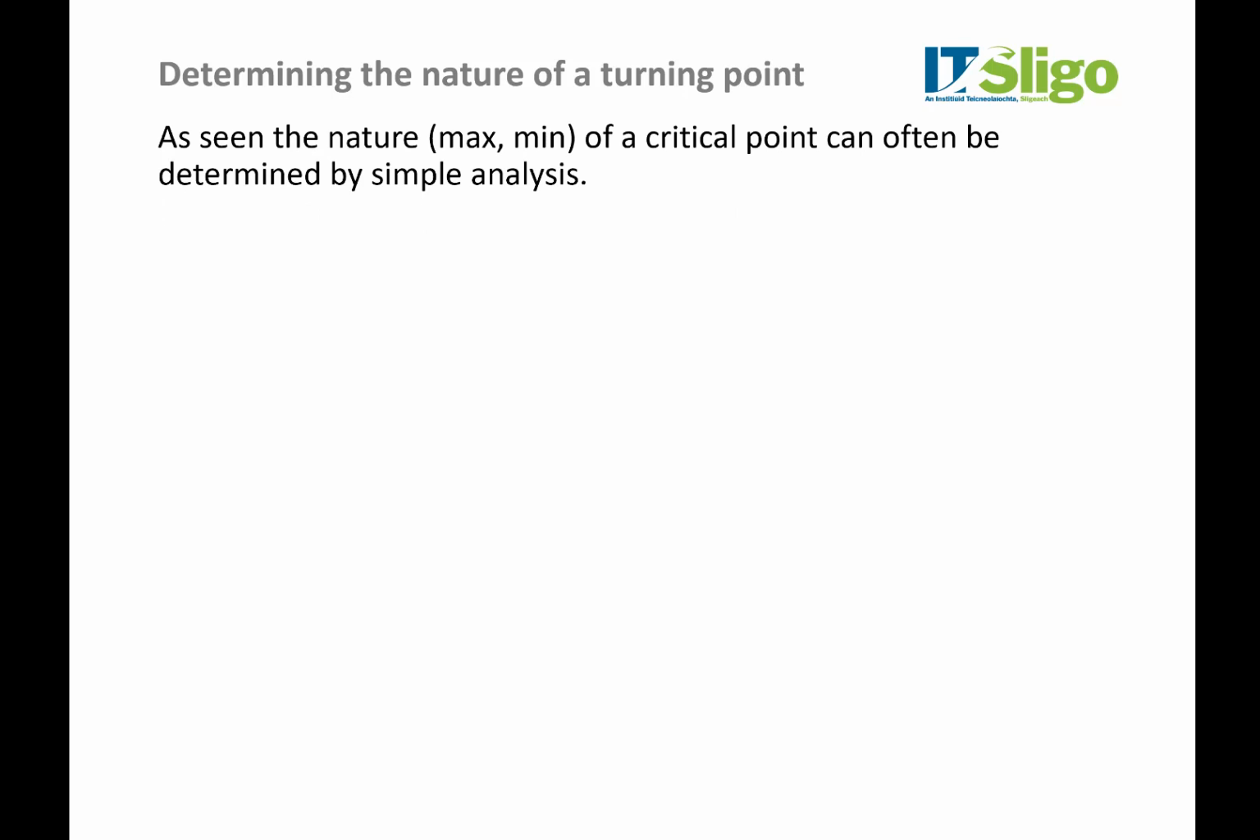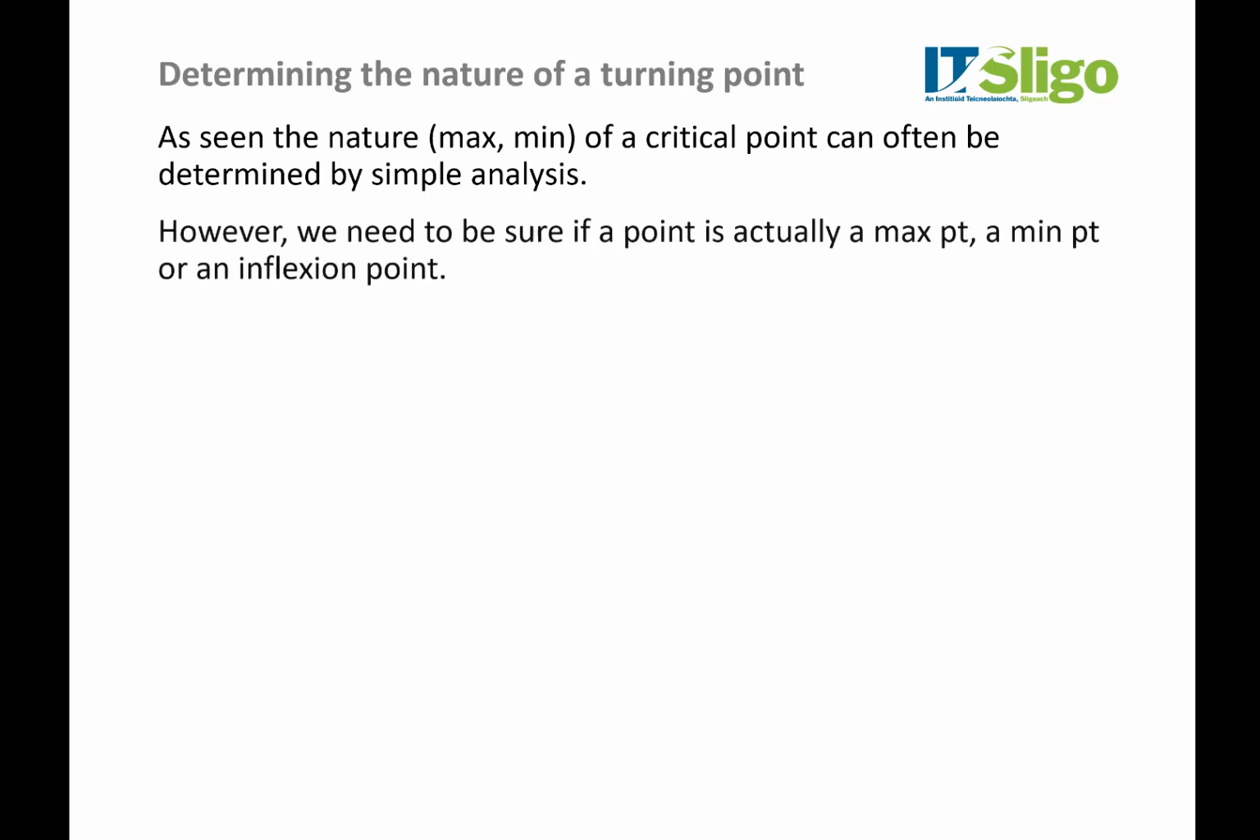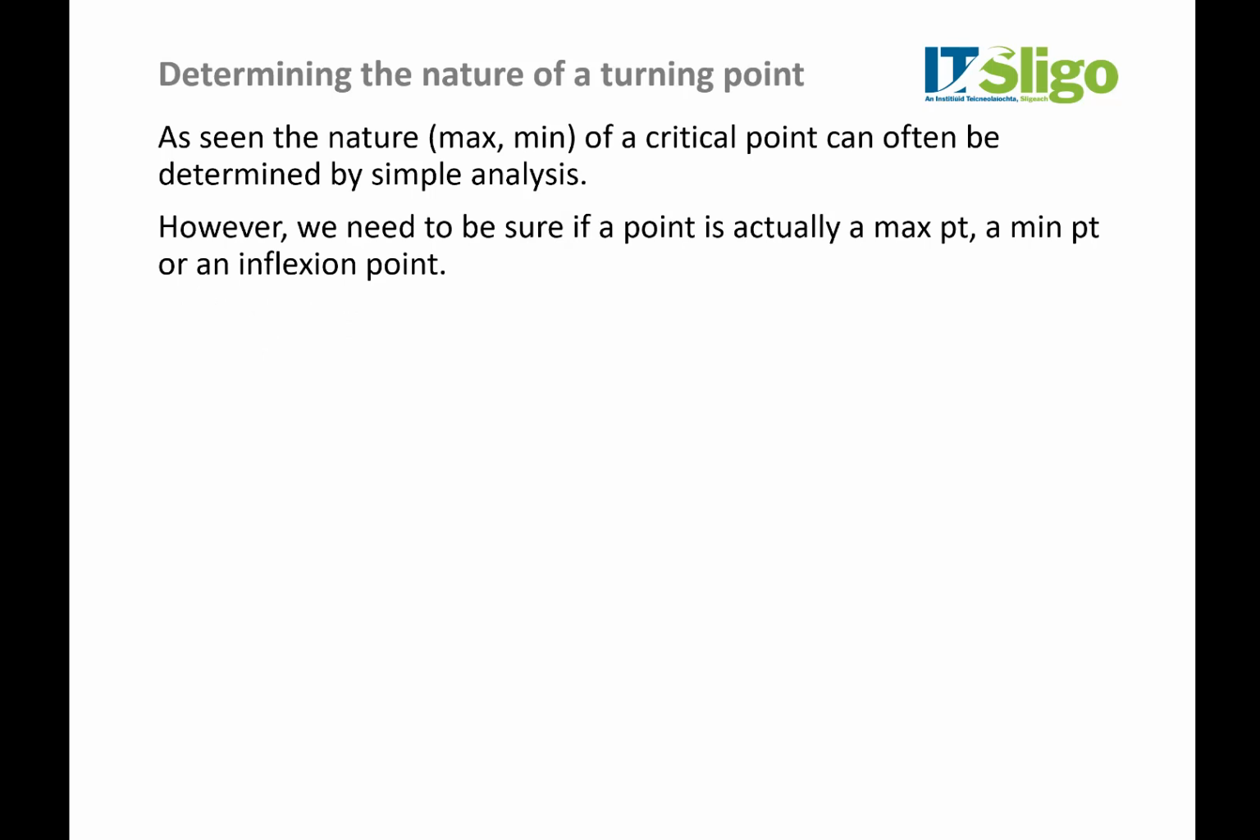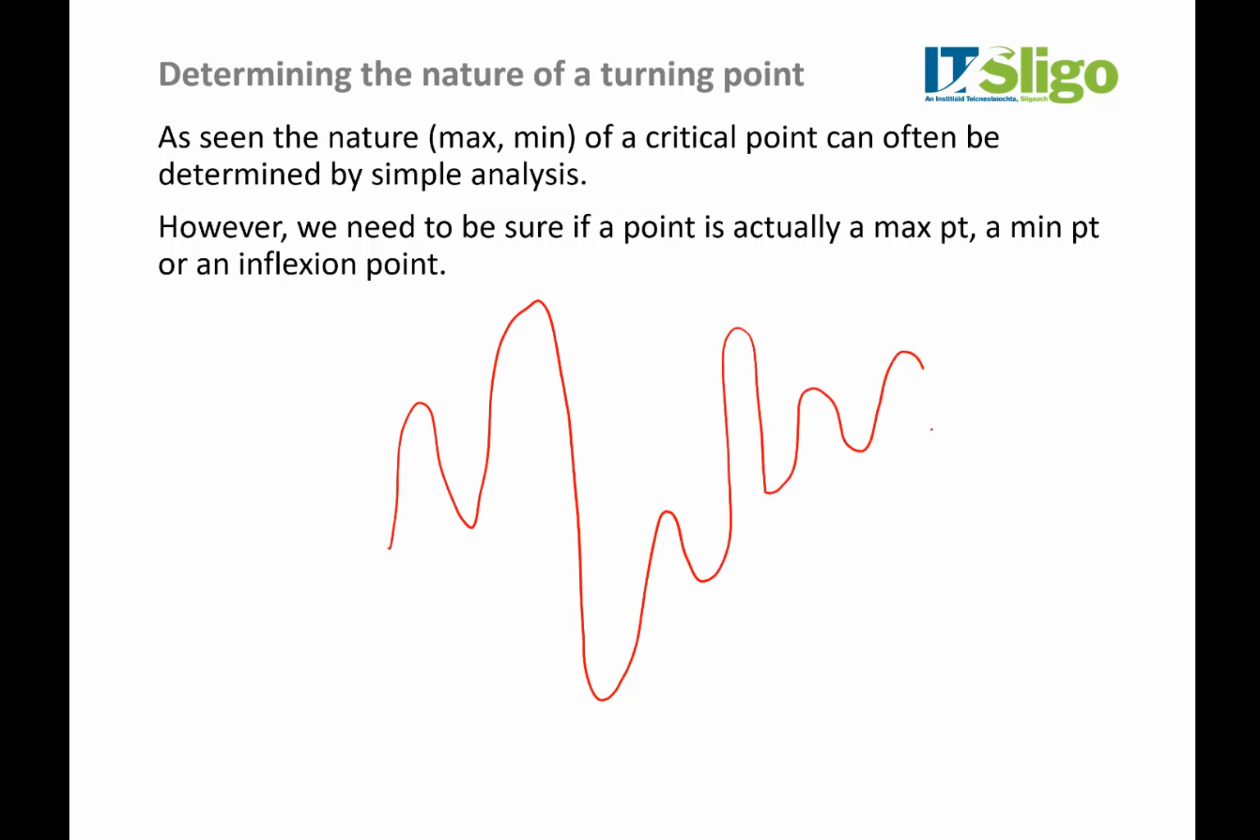So as we can see, the max and min of a critical point can often be determined just by simple analysis. Like I said, is it a smiley quadratic? Is it a not smiley quadratic? Is it a polynomial cubic? Is it a simple cubic? But we need to know a more secure way, because if we come across a very complex function, which might have several peaks and troughs, now there's no real rules of thumb that can be at play. Because here we have a minimum, but it's higher up than this maximum. So none of our little rules of thumb apply.